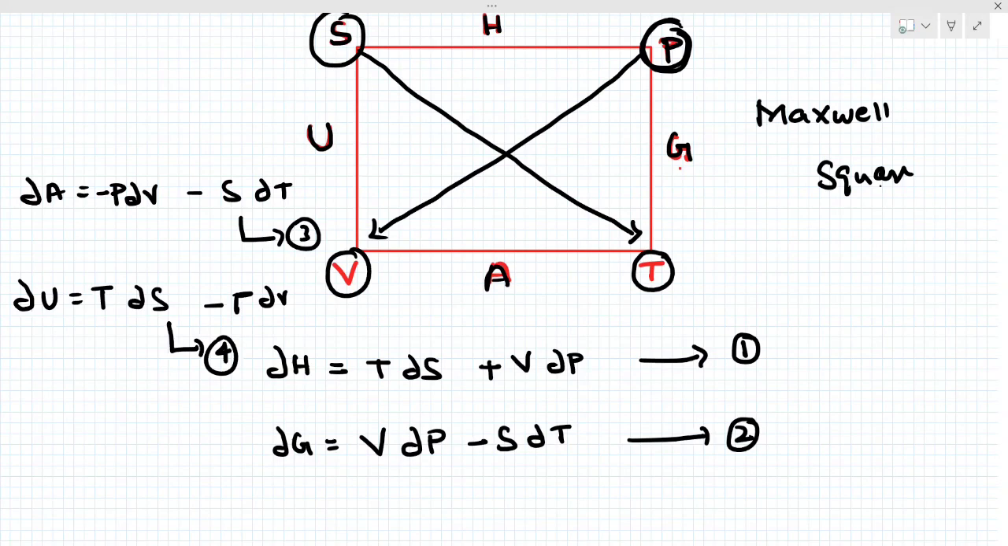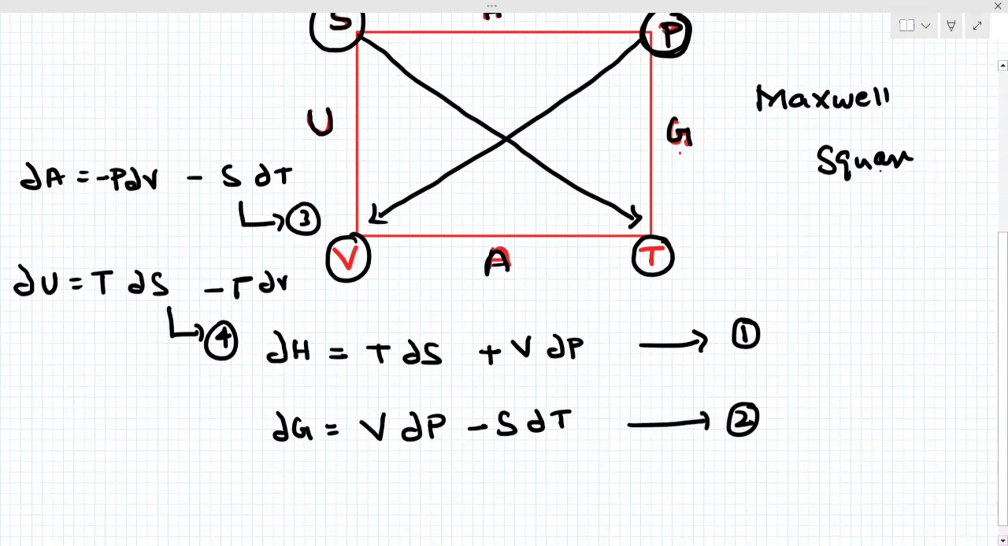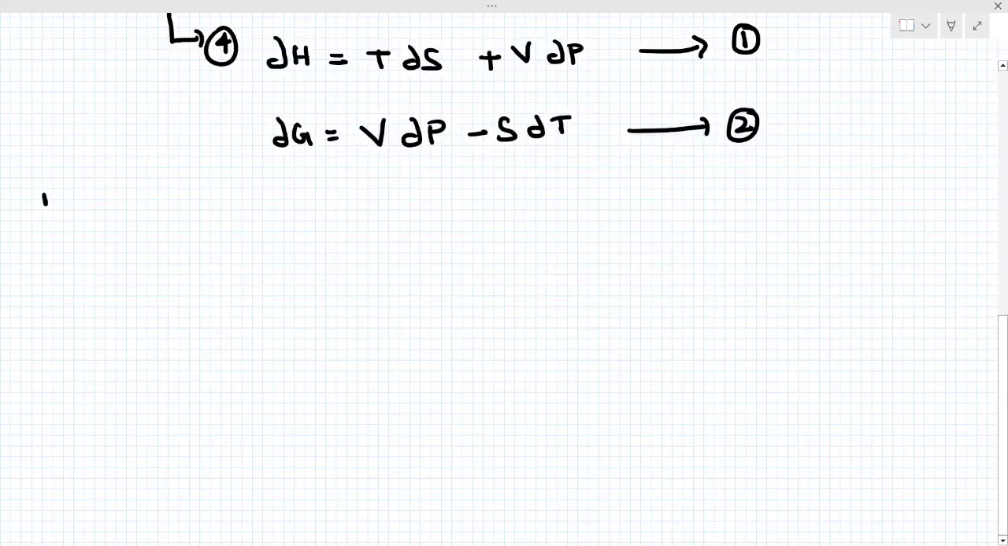What are the 4 important formulas? First one, dH equal to TdS plus VdP. And second equation, dG is equal to VdP minus SdT. And third equation, dA equal to minus PdV minus SdT. And dU is equal to TdS minus PdV. Okay, these are the 4 equations. Based on these 4 equations, I'm going to make other relationships. Okay. What is the first equation? Please note.